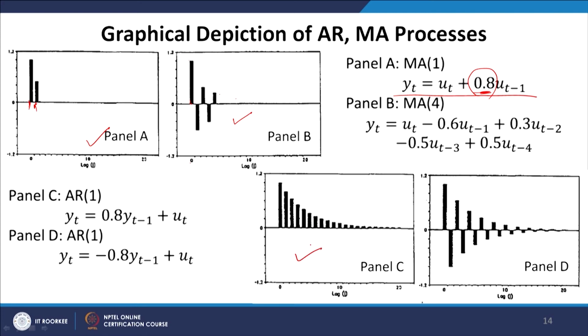Now, this is panel C. Panel C has an AR1 process which has a positive coefficient. So, the autocorrelation function decays monotonically. Panel D has an AR1 process with a negative coefficient. So, the autocorrelation function is persistent and decays with oscillation. Whatever we have discussed so far is again shown with some examples graphically.